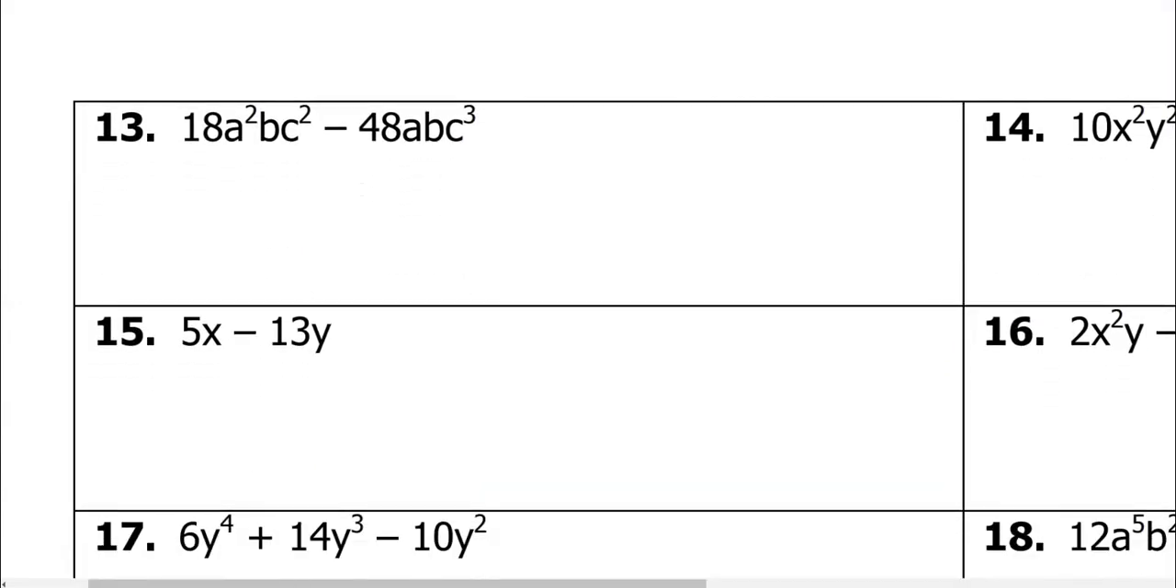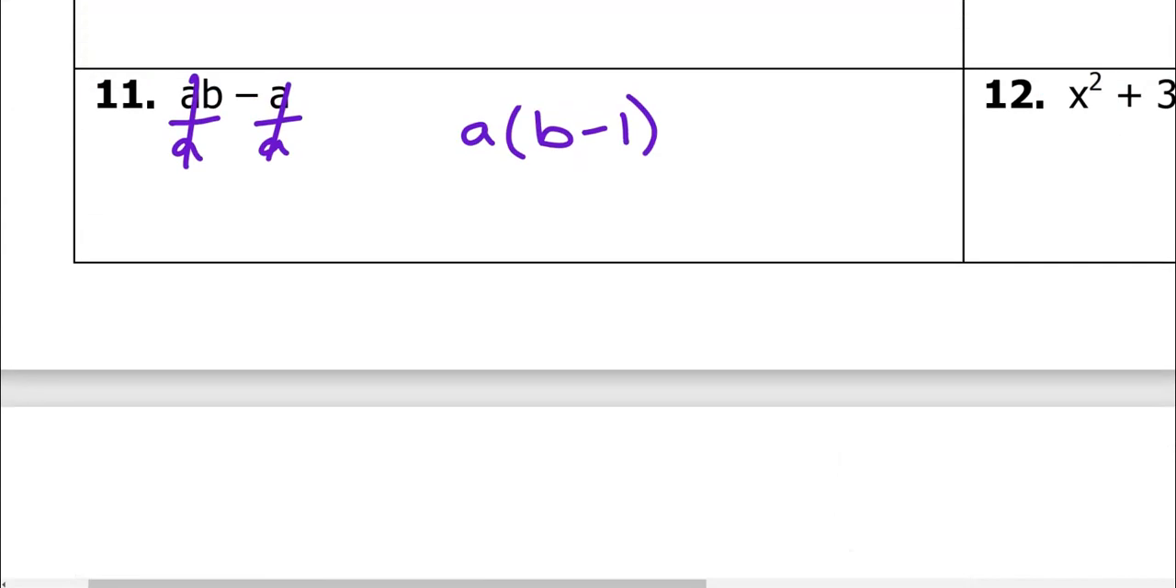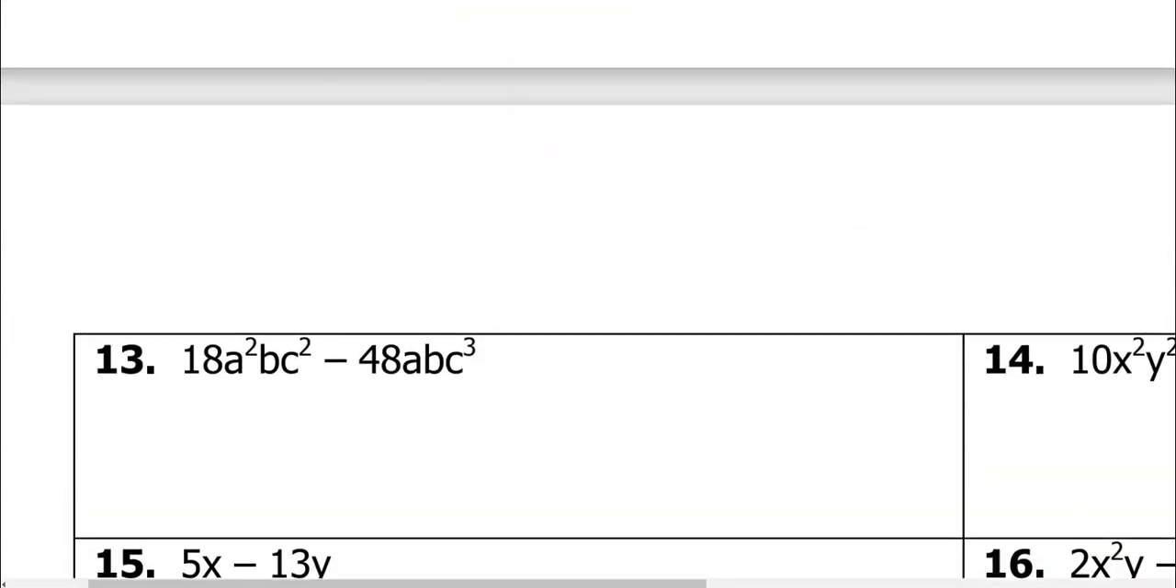Take it piece by piece. Look at the numbers and then look at the letters. It's okay. Don't freak out. I know that's a big jump between 11 and 13.